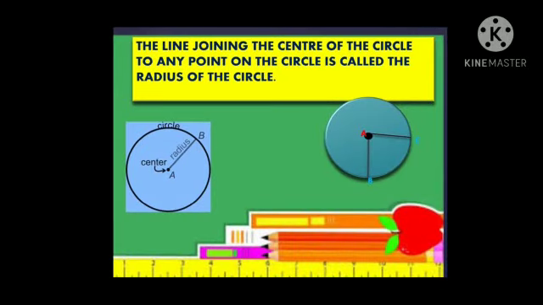The radius: the line joining the center of the circle to any point on the circle is called the radius of a circle. So in this figure, AB and AC are the radius of the circle. Now let us see what is a chord. A line joining any 2 points on the circle is called a chord. In the given figure, AB and CD are the chords of the circle.